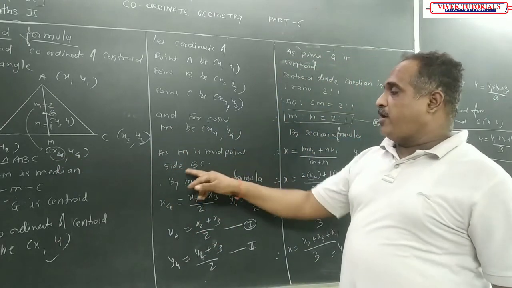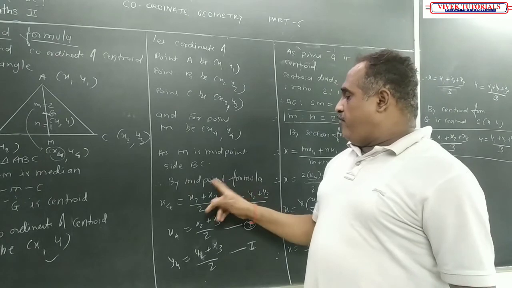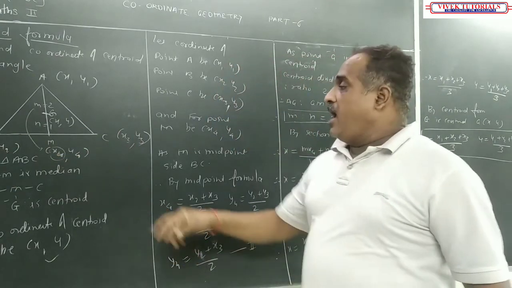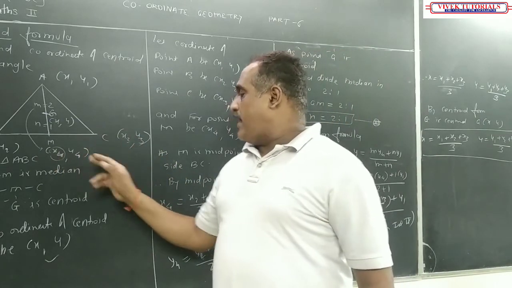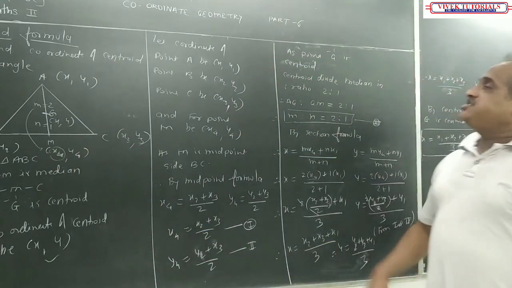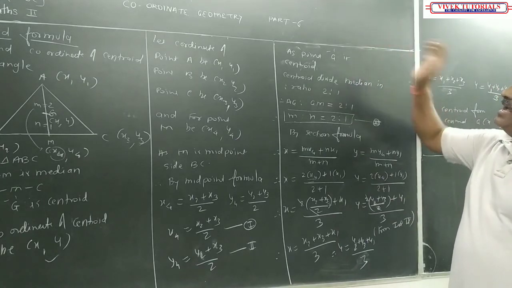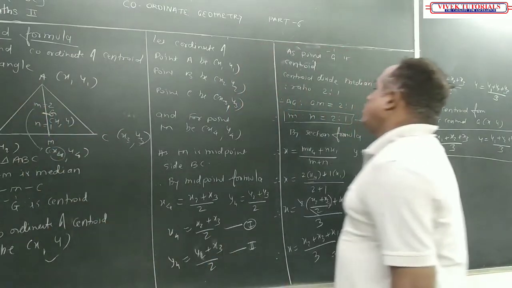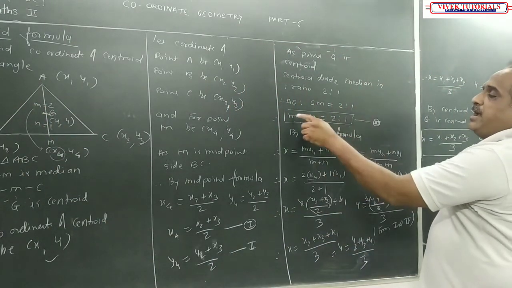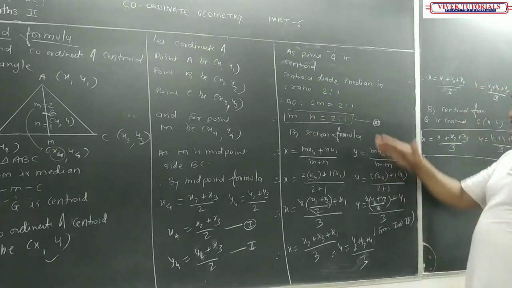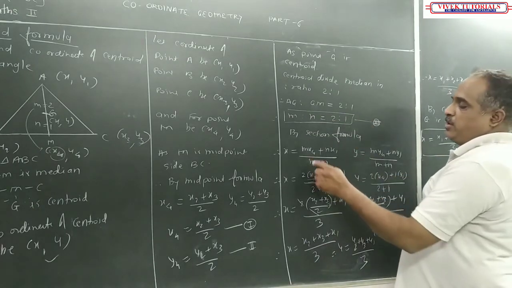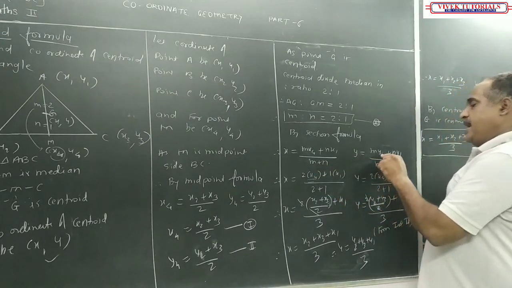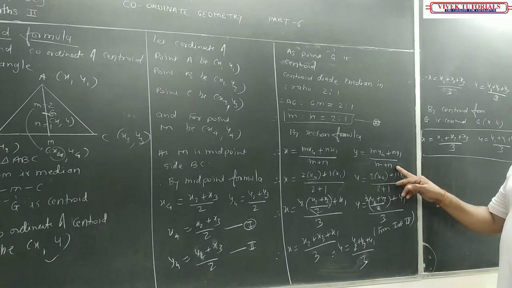Now M is the midpoint of side BC, so by the midpoint formula, what will be the value of x4? x2 plus x3 upon 2, and the value of y4 will be y2 plus y3 upon 2. As G is the centroid, and the centroid divides the median in the ratio 2:1, AG is to GM is 2:1. So M is to N, what can we take? 2:1. Then I applied the section formula: M into x4 plus N into x1 upon M plus N, and M y4 plus N y1 upon M plus N.